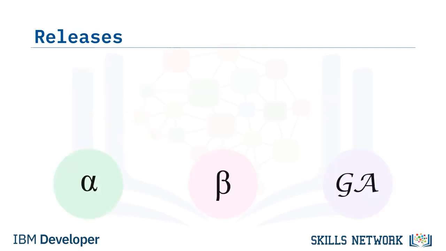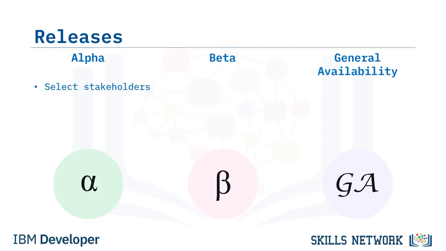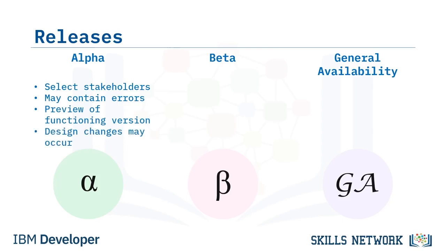When the newest version of the software is distributed, it is referred to as a release. Different types of releases are intended for different audiences. There is generally an alpha, a beta, and a GA release. GA stands for General Availability. The alpha release is the first functioning version of the system released to a select group of stakeholders. The alpha release likely contains errors and may not contain the full feature set, but does contain most of the desired functionality. Design changes may still occur during this release stage.